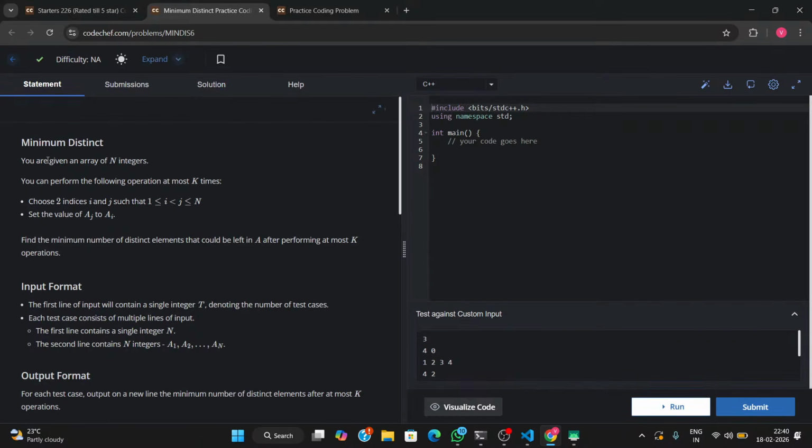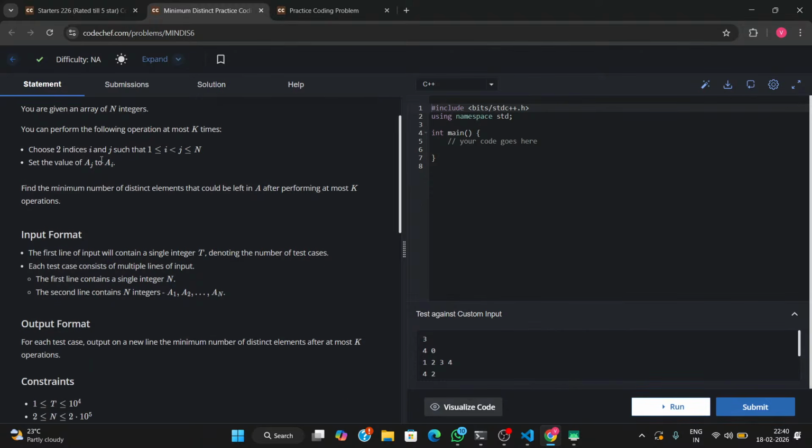You are given an array A of n integers. You can perform the following operation at most three times. You can choose two indices i and j such that i is less than j and set the value aj to ai. And now what we need to do is find the minimum number of distinct elements that could be left in A after performing at most three operations.